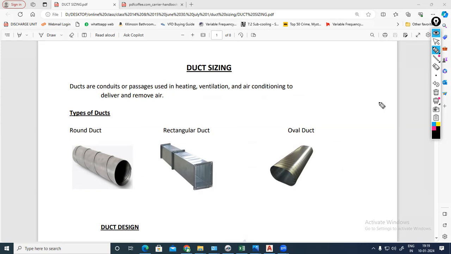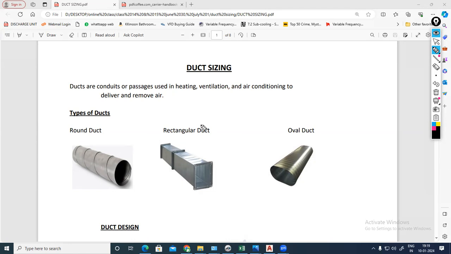Duct sizing. By shape, we are having three common shapes. To transfer liquid, fluid, like water, we are using pipe. To transfer air, we are using duct only. Since the density of air is much lesser than water, for the same flow rate, water might require a very small diameter, meaning pipe. For the same flow rate, air might require large spaces, no?